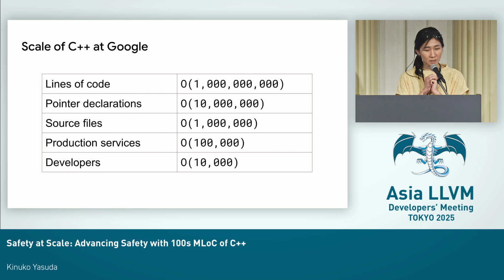Let me give another important context, which is the scale of C++ at Google. We have roughly the order of 1 billion, or hundreds of millions, of lines of C++ code, which is a little overwhelming, where we have roughly tens of millions of pointer declarations, where any of these could cause memory safety issues. We have roughly hundreds of thousands of production services, and nearly all of them directly or indirectly depend on C++. Safety in C++ is a difficult topic, but this scale adds another unique challenge.